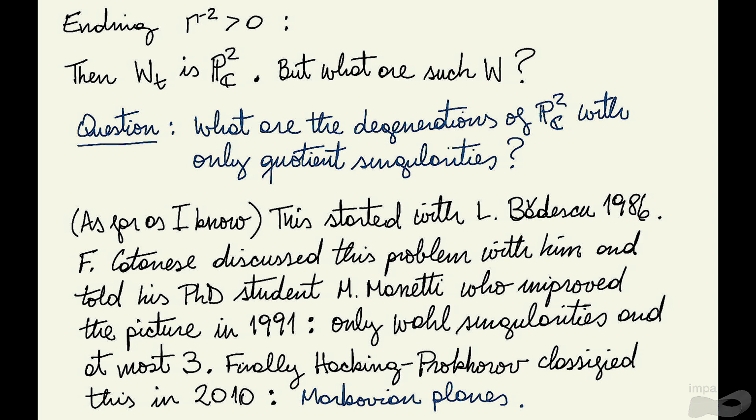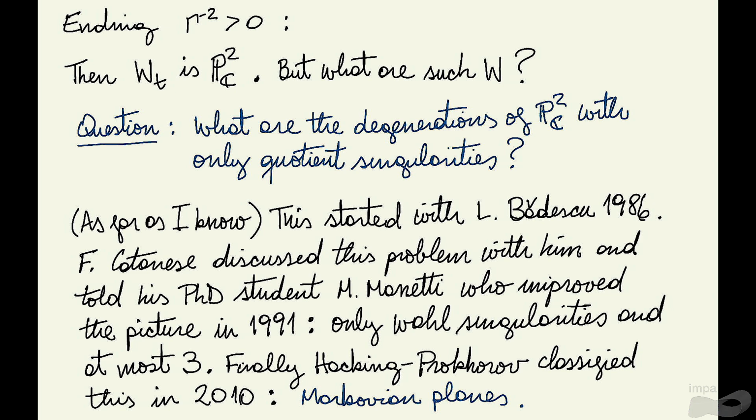So this started with Badescu in 1986. He wrote a paper where he was studying degenerations of rational surfaces in general. In particular, he found some properties for degenerations of CP2. Fabrizio told me that he discussed this problem with Badescu, and then he came back to Italy, and he had this student, Marco Manetti, and he told him that it is a bit of a mystery what happens with the projective plane. And then Manetti studied that problem and wrote a paper in 1991, and he discovered many other properties.